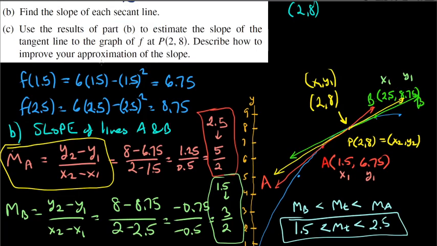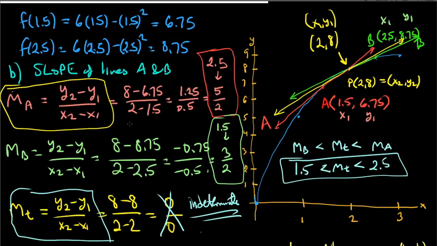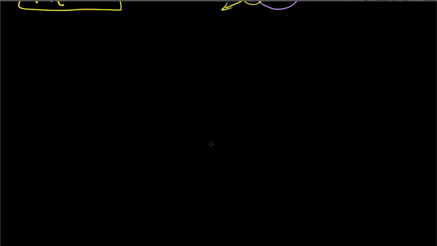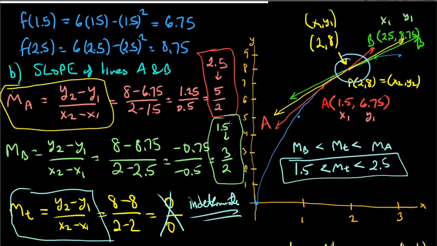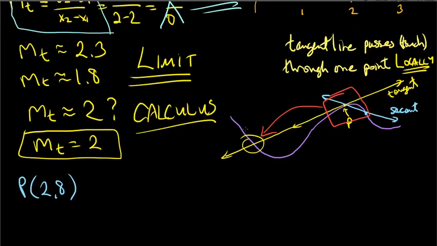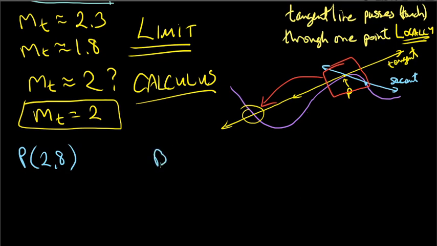Now, can we improve on that? Can we improve on the precision here? Well, sure. Here's the idea: if we zoom in on this point right here, instead of using point P, which was (2, 8), and point A, let's use B, which was (2.5, 8.75).